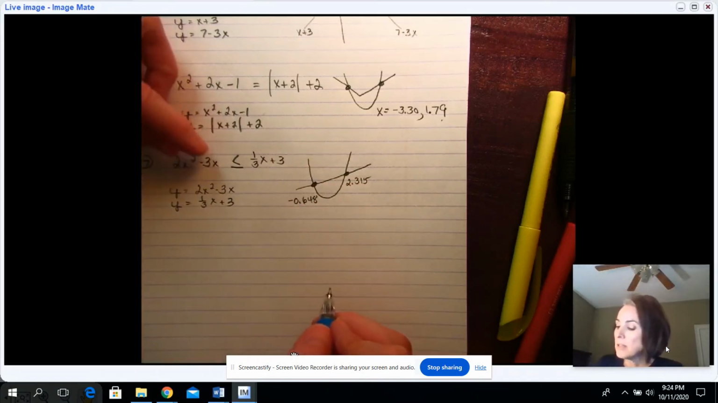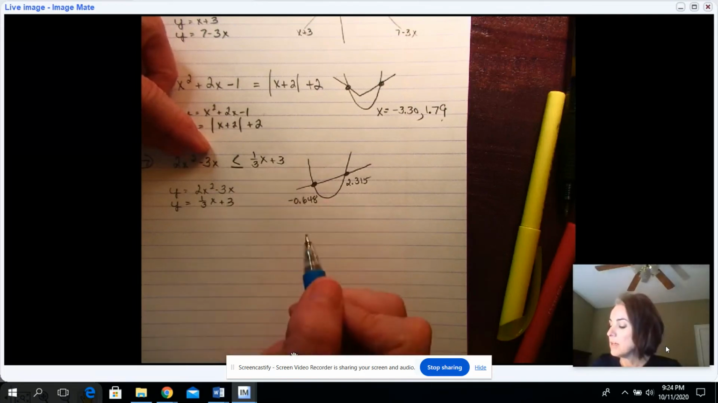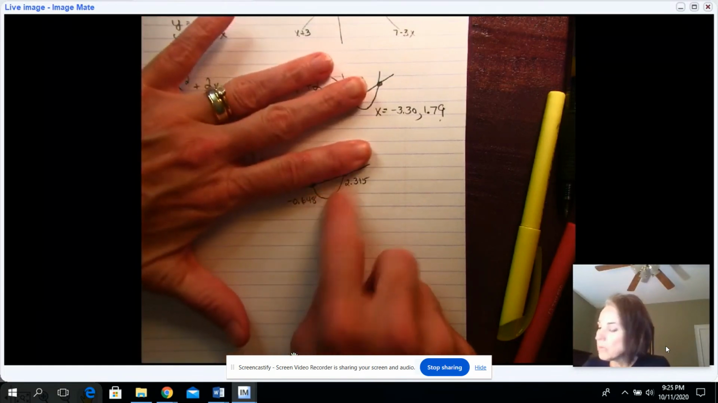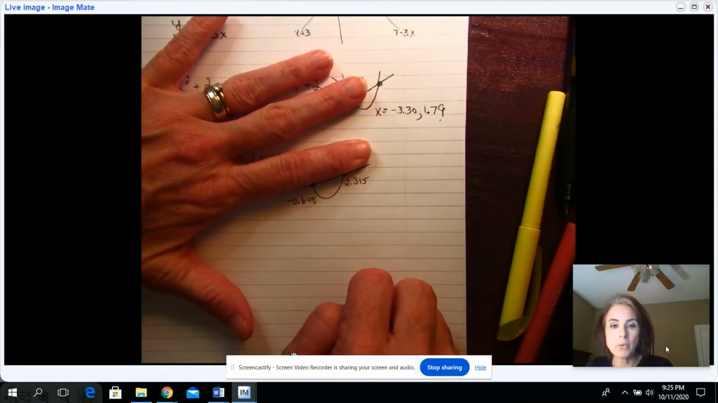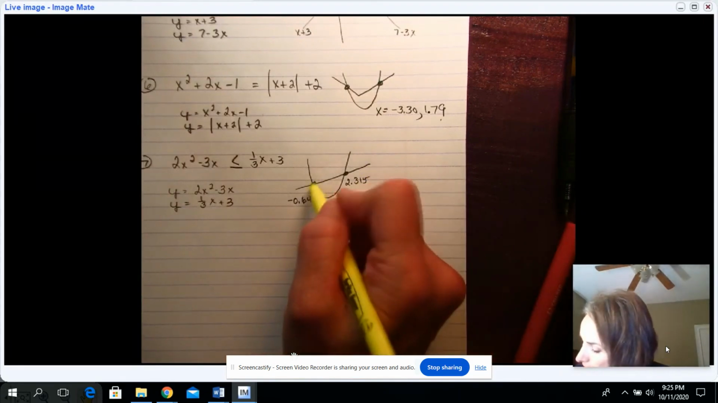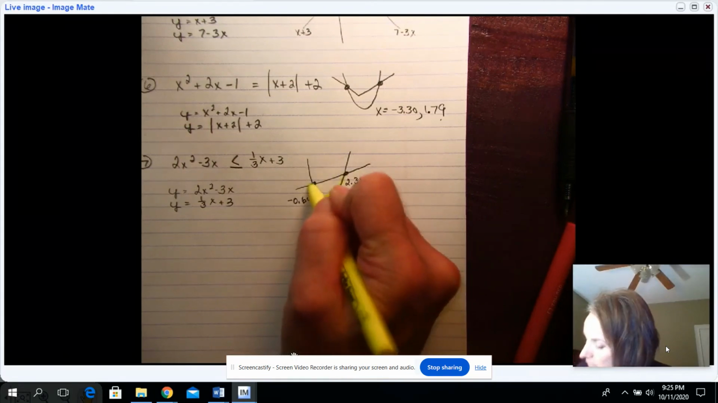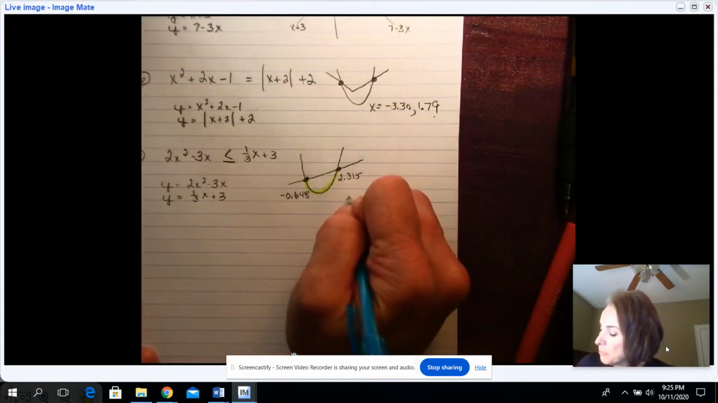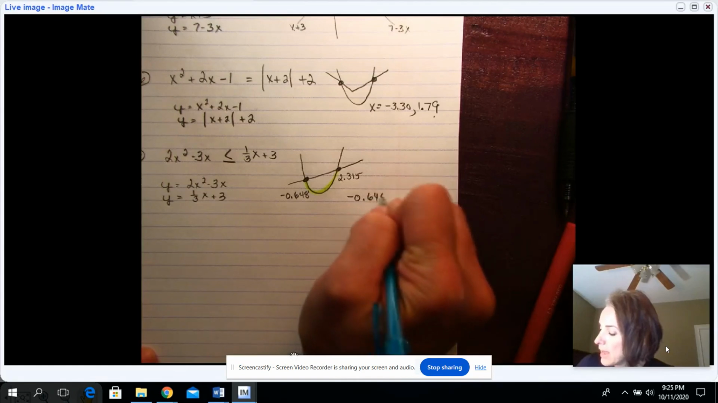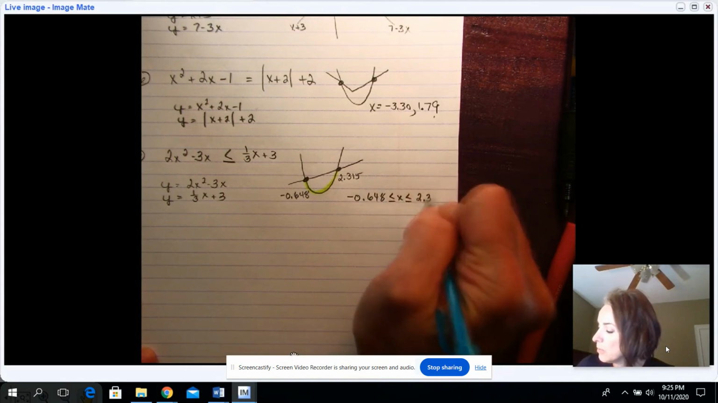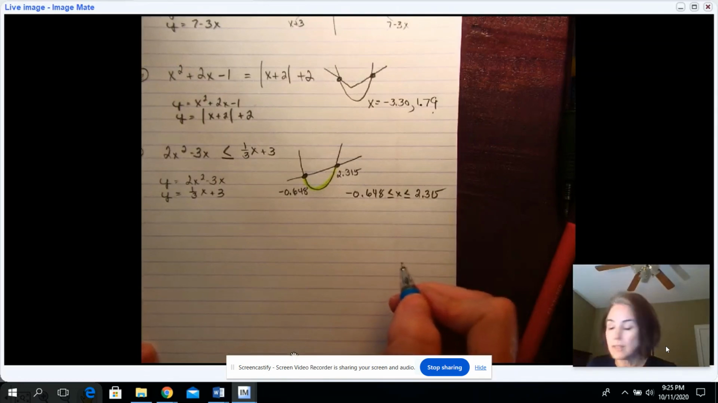Here's the question though. When is the parabola less than or equal to the line? So literally they want to know when is the parabola below the line? Well, it's below the line in this section right here. So it's below or equal to the line when negative 0.648 is less than or equal to x is less than or equal to 2.315. There it is as an inequality.